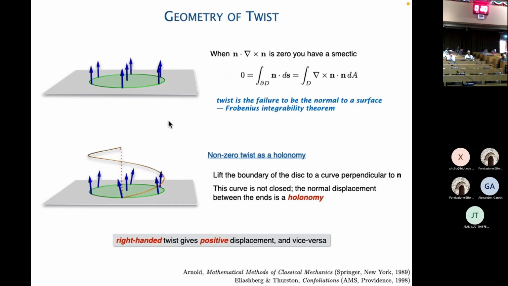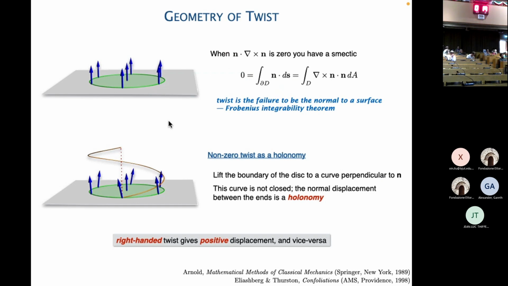What one can do if it's the normal to a surface everywhere is you can take a little small loop on that surface and calculate this line integral. It's 0 by construction because n is the normal to the surface and the contour lies in the surface. So n dot ds is 0 everywhere. You apply Stokes's theorem and it's telling you that for this condition, this twist has to vanish.